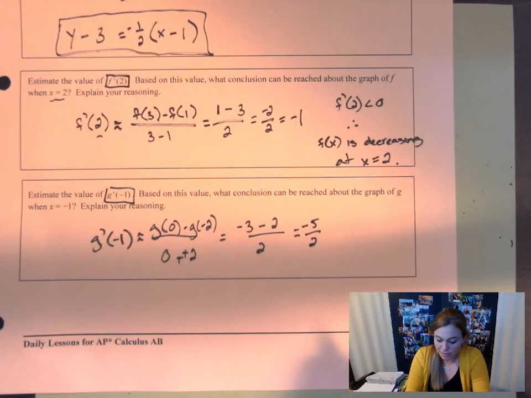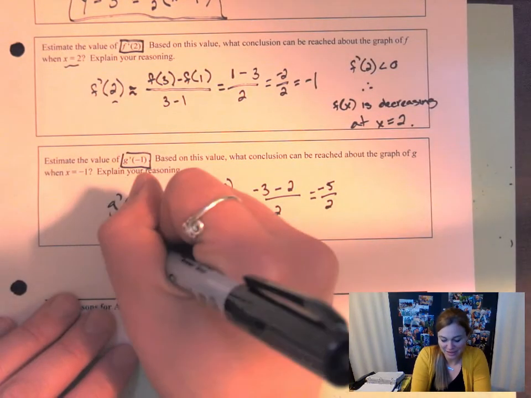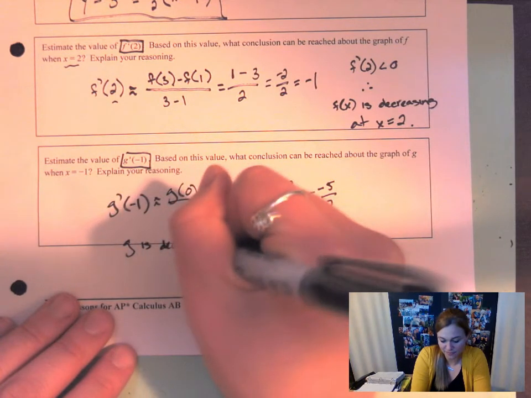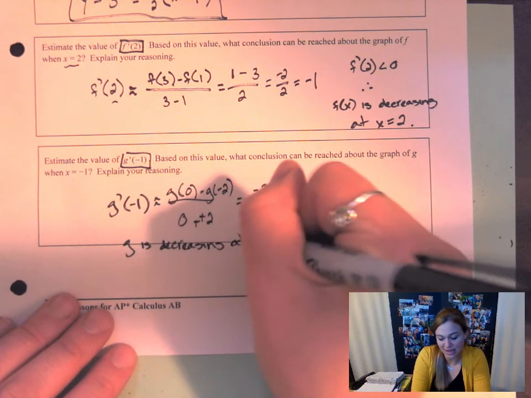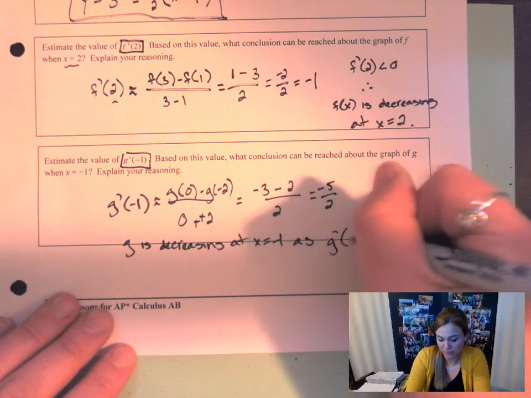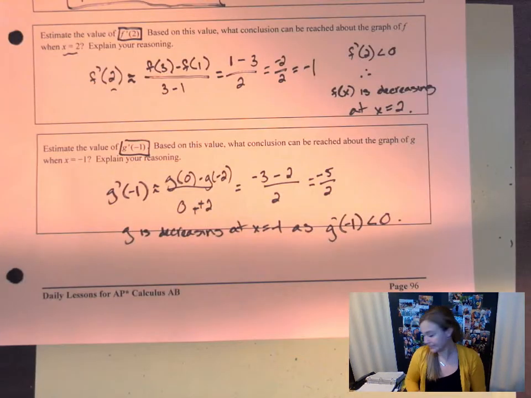Woo! Based on this value, what conclusion can be reached about the graph of g? I'm going to say g is decreasing. And I have to make sure that I say at x equals -1 as g prime of -1 is less than 0. And I think that's it for this.